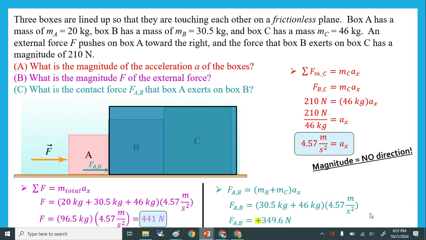So this is just calculator work. Here, in my answer, I highlight the plus sign because part C did not specify the magnitude of the contact force. It wants to find the contact force that box A exerts onto box B, which in this case would be rightward because it's going to cause box B to accelerate. So that would be my answer. My answer would be plus 349.6 newtons. Okay, I hope that helps.